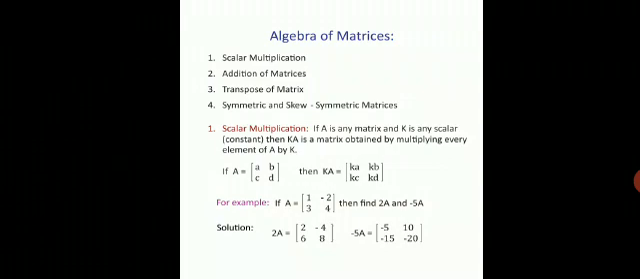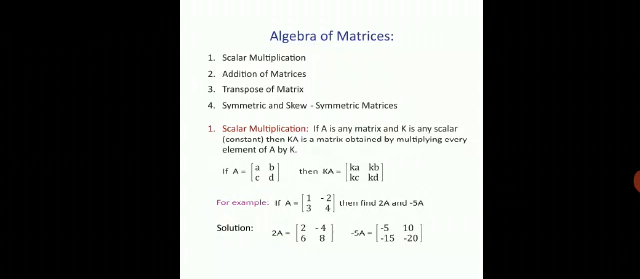That is, if A is a square matrix with 2 rows and 2 columns, then K into A is obtained by multiplying every element of A by the term K. That is equals to K into A, K into B, K into C, K into D. For example, if A is given, that is equals to 1, minus 2, 3 and 4, then find 2 into A and minus 5 into A. That is, matrix A has to be multiplied once by the scalar term 2 and another time with minus 5.